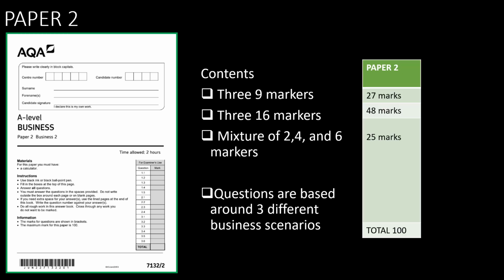This is how the marks work out on paper 2. 27 marks, of course, obviously, for the 3 9 markers. Your 3 16 markers will take you up to 48 marks, or give you 48 marks. And then a mixture of the 2, 4 and 6 markers come out of 25 marks. And of course, again, that is 100 marks for paper 2.